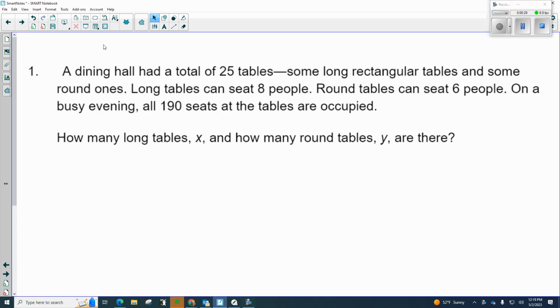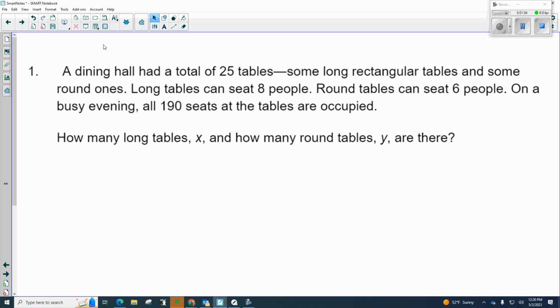Okay, so to help you understand what I mean about showing your work or explaining your reasoning, I'm going to kind of start you off on number one. So we have a dining hall that had a total of 25 tables, some long rectangular tables and some round ones. Long tables can seat 8 people, round tables can seat 6 people. On a busy evening, all 190 seats at the tables are occupied. How many long tables X and how many round tables Y are there?